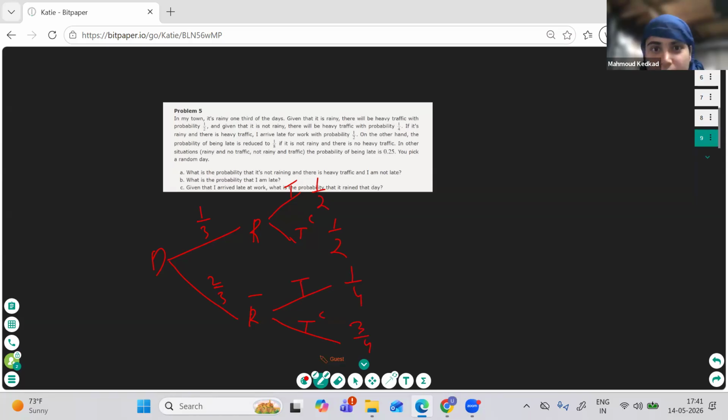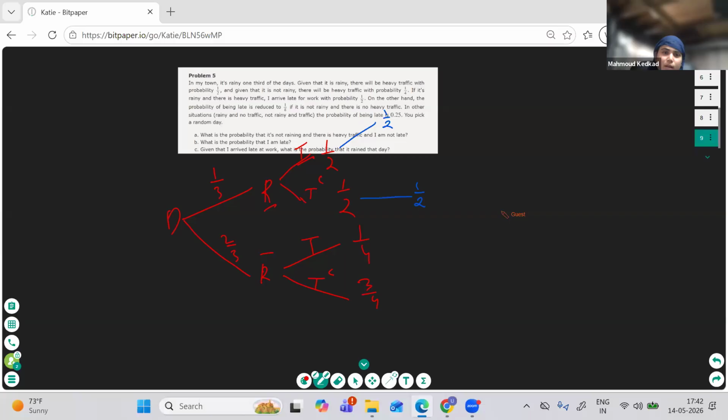And then one more thing, she's getting late. If it's rainy and there's traffic, I arrive late for work with probability half again. And then rainy, no traffic, late is the other half again. Not rainy, traffic, getting late. What's the probability? 1/4. On the other hand, the probability of being late is reduced to 1/8. And then not rainy, no traffic, not late is 1 minus 1/8. That's 7/8.